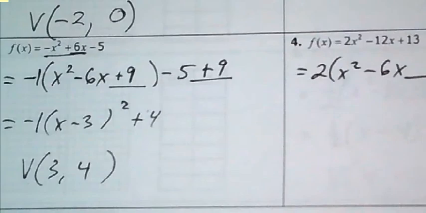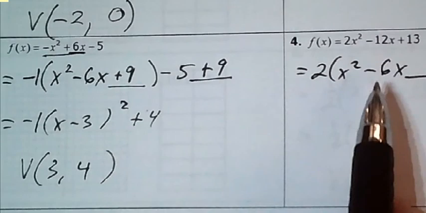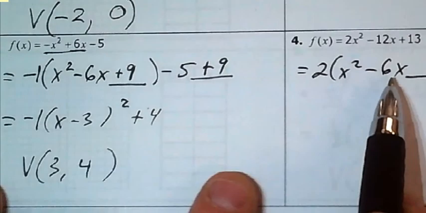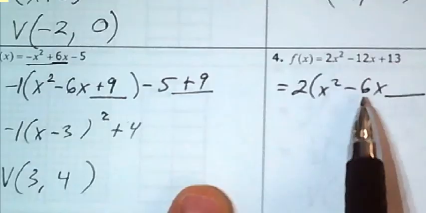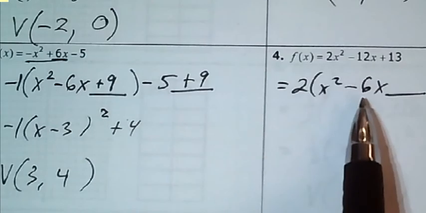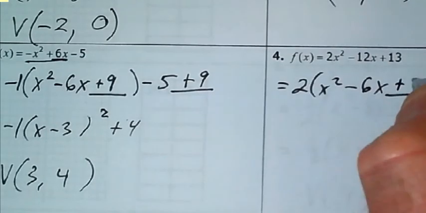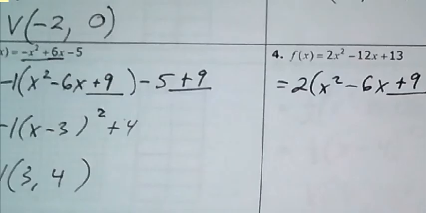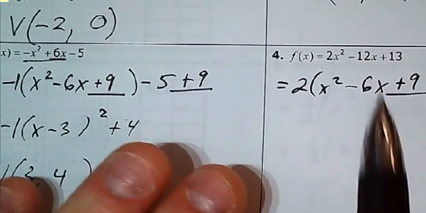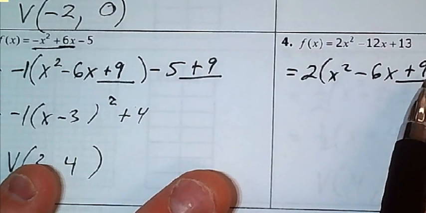Alright. Now, we've got to complete the square. It's actually going to be the same as it was before, right? Because half of negative 6 is negative 3. Negative 3 squared is positive 9, so add 9. But be careful on the outside, because is this really a positive 9? No.